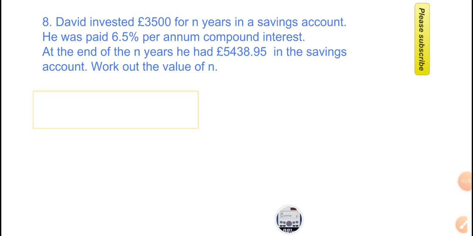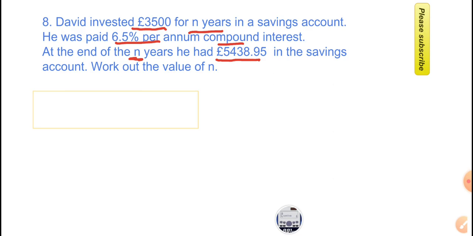Question 8. David invested £3,500, so that's his initial investment, for n number of years. We don't know how many years. It could be 5 years, 6 years, 7 years. We don't know. In a savings account. He was paid 6.5% per annum compound interest. And at the end of the n years, however many it is, he had £5,438 and 95p in the savings account. We have to work out the value of n. We have to work out how many years this money was invested for.